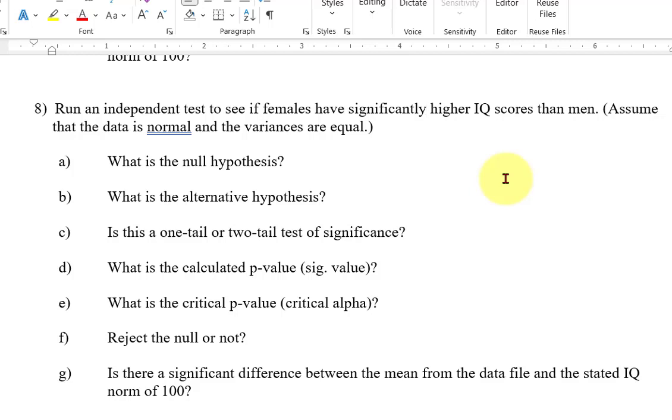I'll give you that answer right now because the word higher is there, right? Higher, greater than, less than, more than. That makes it a one-tailed test, right? Because we're comparing one group to another, and we think one is higher or lower. Okay, so let's run that test.